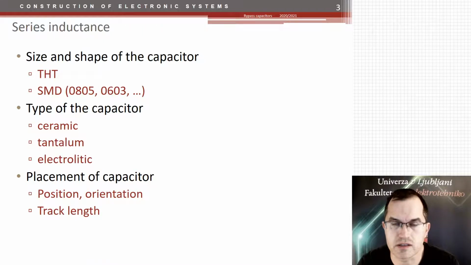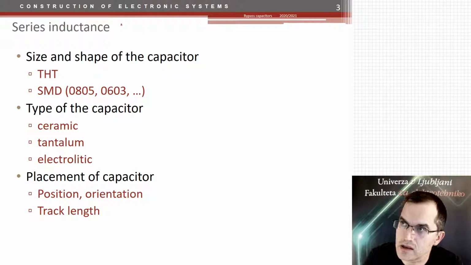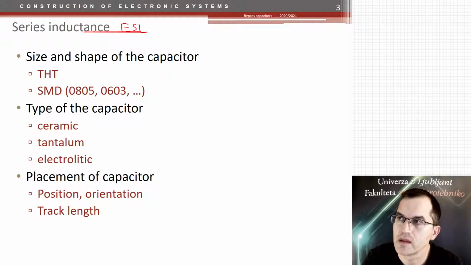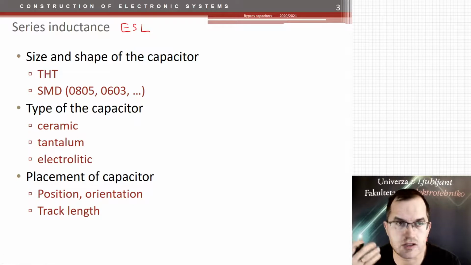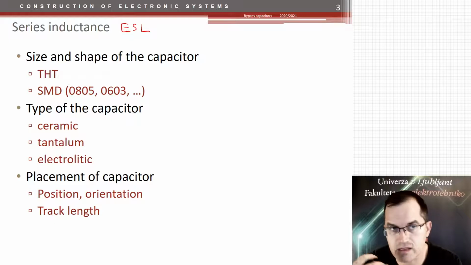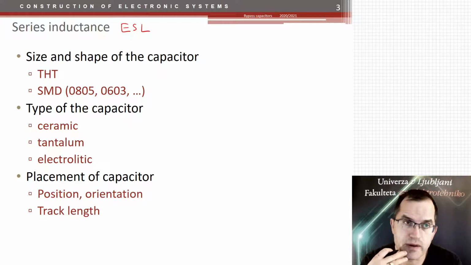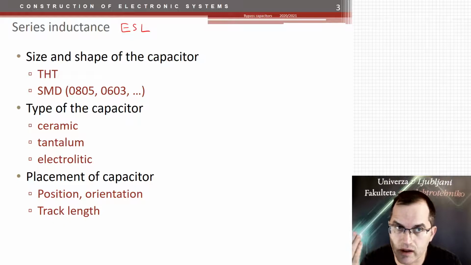So the series inductance, as we already know, ESL, is determined by different parameters. First of all, the size and shape of the capacitor, whether it's through hole or SMT, the size of the case, the type of the capacitor, what is the dielectric, is it ceramics, is it tantalum, electrolytic, aluminum capacitor? These all have different properties. And how we place it, the position, the orientation, and the track length we use to connect it to the integrated circuit.